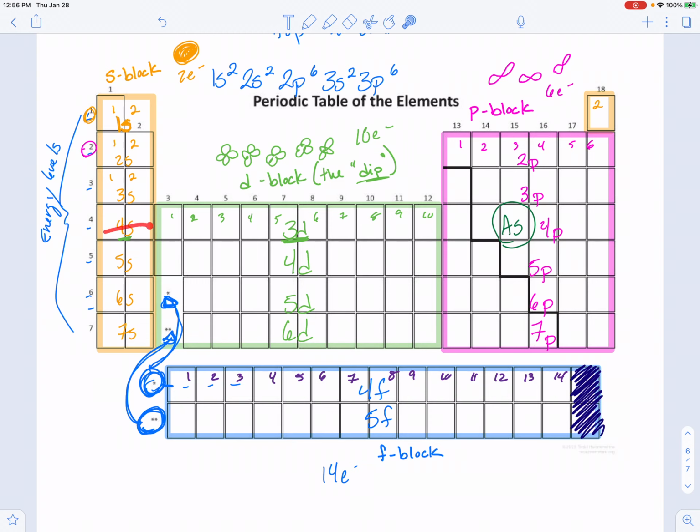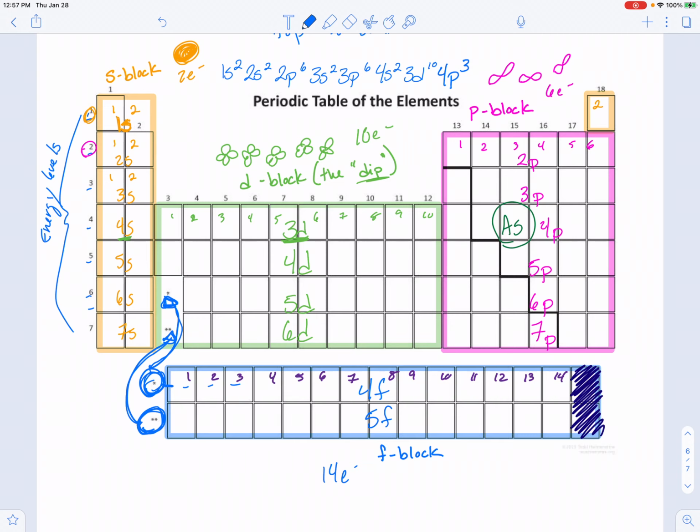So I'm going to fill up 4s, then I'm going to fill up 3d, and in order to get to arsenic, I'm going to fill up 4p1, 4p2, 4p3. So that's going to be 4p3. And if you look at the electron configuration we did for arsenic before, this was the same electron configuration we came up with last time.